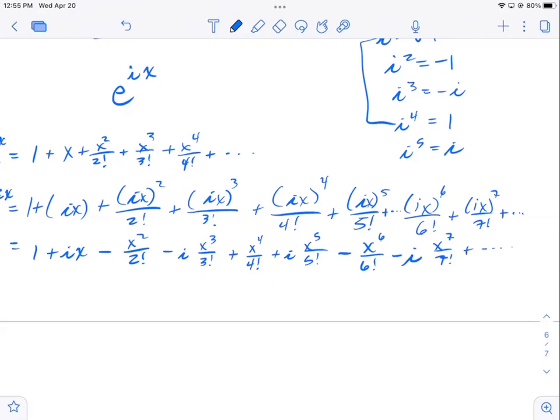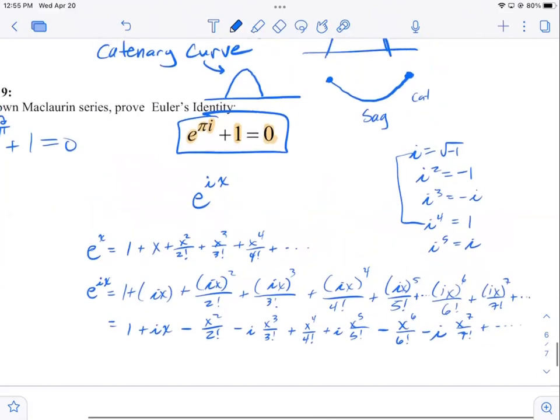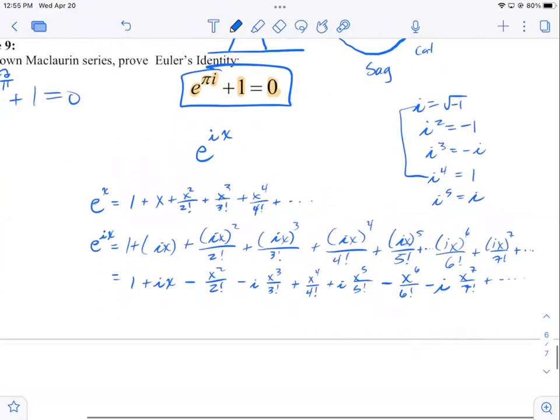All right, now what are we going to do? Well, good question. If you notice now, every other term has i in it. Is this an alternating series? No, it's not an alternating series, because an alternating series alternates on consecutive terms. This has pairs: plus, plus, minus, minus, plus, plus, minus, minus. And every other term has i's in it.